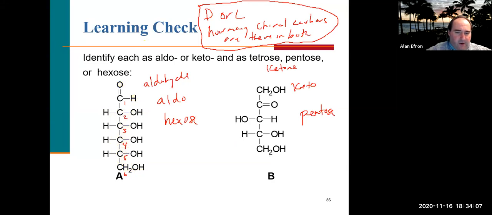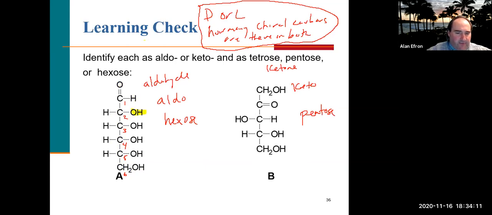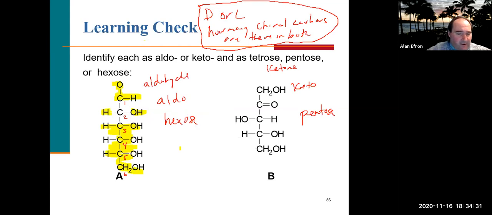Let's take a look at carbon number two and see if it's chiral. So that's an OH group, which is different than a hydrogen. That is different than this aldehyde group, and this entire thing coming all the way down, it's a whole group. So that is four groups that are different, and that would be a chiral carbon in that particular case. So carbon number two is a chiral carbon. Again, all four of these things are different. So two is.